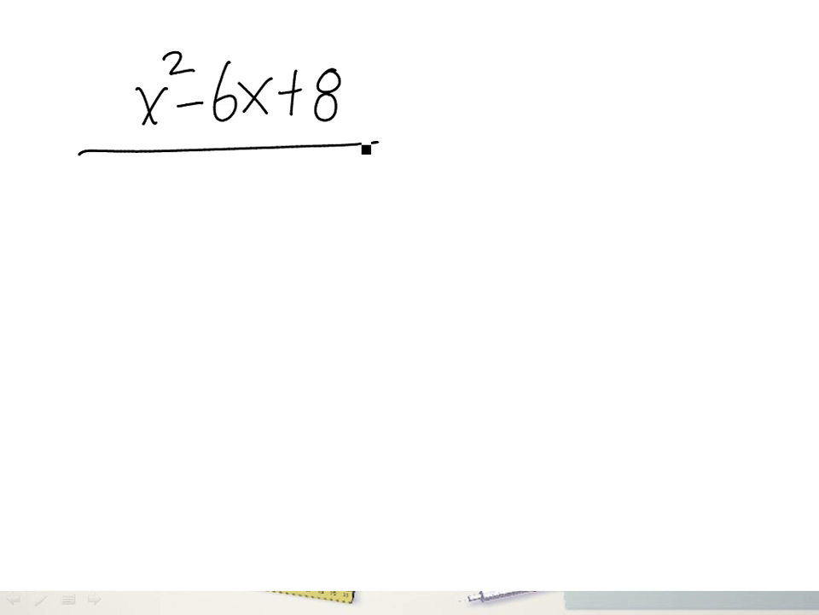Let's try x squared minus 6x plus 8 divided by 4 minus x. Now we want to simplify this expression. So simplify the rational expression here.